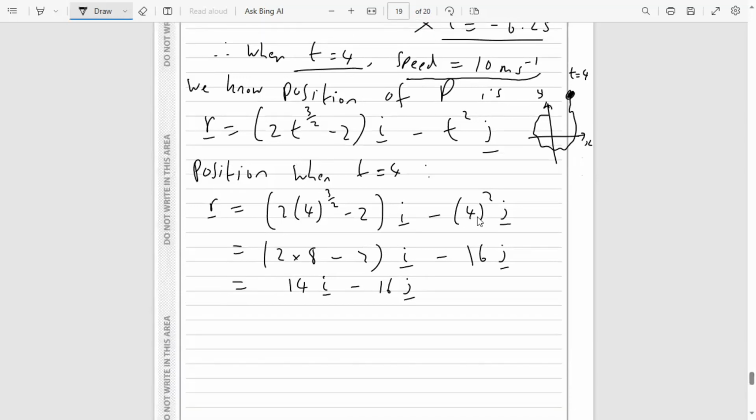So when we're traveling at a speed of 10 meters per second, it has taken us 4 seconds to do that. And we've just calculated that the position on our grid is 14i and minus 16j. So let's sketch this here. This is going to be our real position: 14 on our x-axis, in the i direction, and minus 16 in our j direction, so minus 16 on the y-axis. So 4 seconds later, we've done some traveling, and we end up here. That's where we end up 4 seconds later.